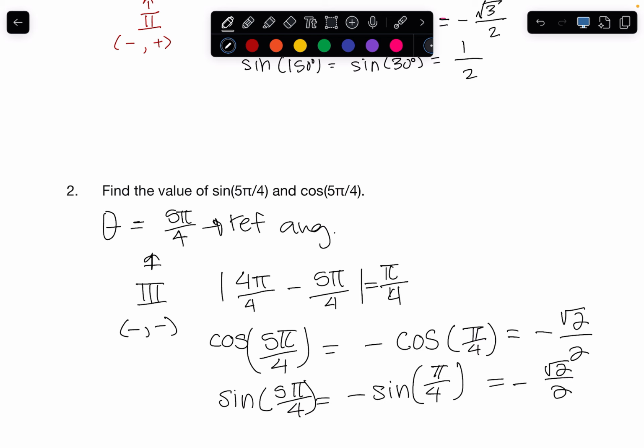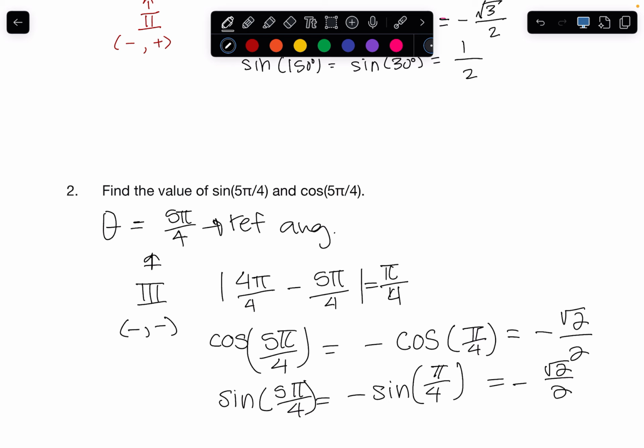Good, because we know at pi over 4 or 45 degrees, x and y are equal, root 2 over 2. Good, very good. First question is, do we agree with the final answers? Negative root 2 over 2, negative root 2 over 2. And I see nodding. Good, because that puts us right smack in the middle of quadrant 3.